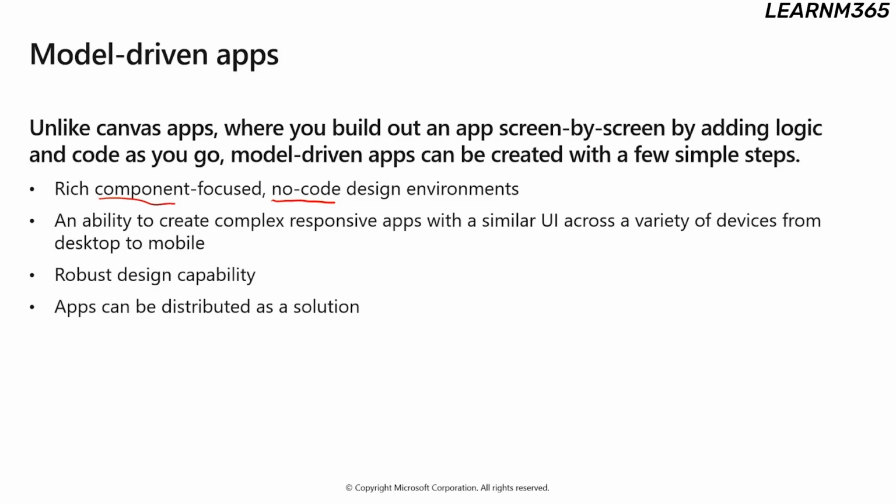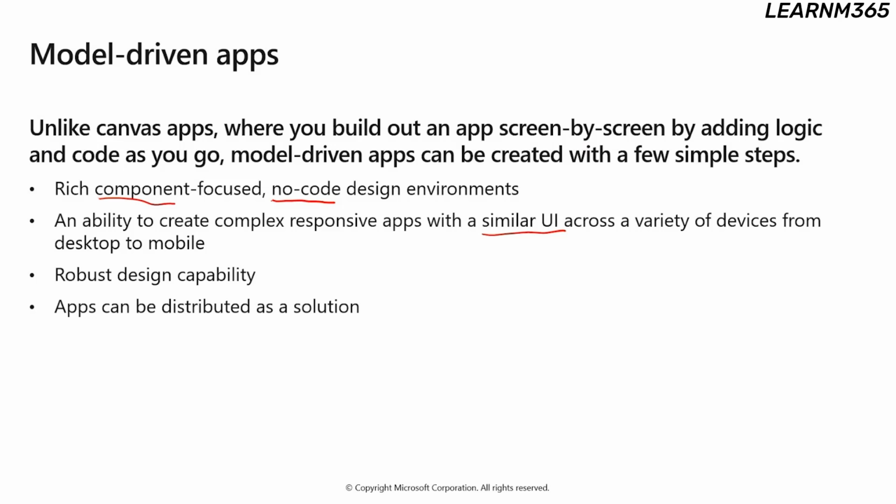So the second point says an ability to create complex responsive apps with a similar UI across a variety of devices from desktop to mobile. Basically, when you create a model driven application, it provides you a similar user interface from desktop to mobile devices. It is complex in itself, but it is a very responsive application. When I say responsive, when you are looking at this application in desktop, it works well, and when you are looking at the mobile, it is also looking good in the mobile interface as well. So that is a responsive app here.